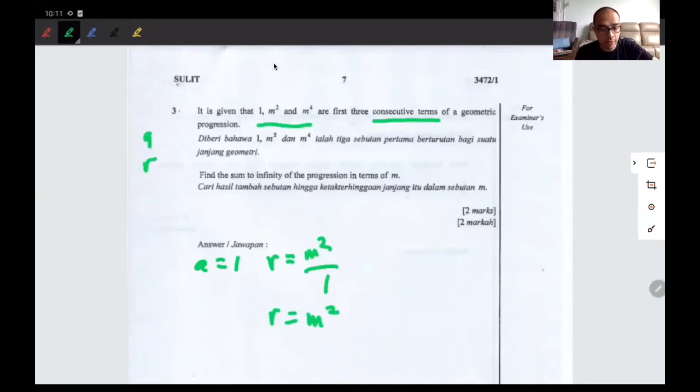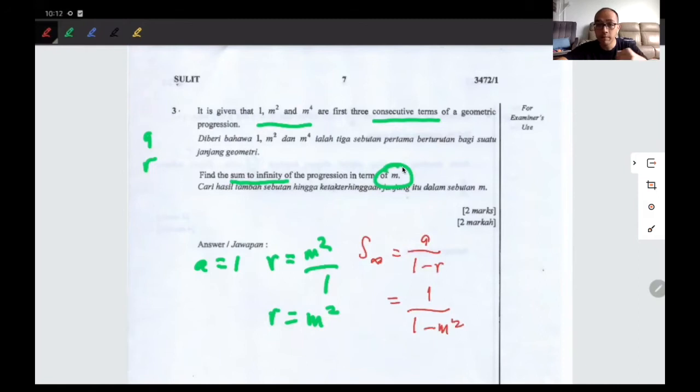Then soalannya find the sum to infinity. Okay, sum to infinity is basically kamu hanya perlu A dan R. Do we have A and R? Yes, we do. Because dia mau in terms of M. So if we're in terms of M, totally no problem at all. S infinity equals to A over 1 minus R. So A is 1 over 1 minus M squared. Done. Habis. Okay, because you've given the sum to infinity in terms of M. You've already answered the answer.